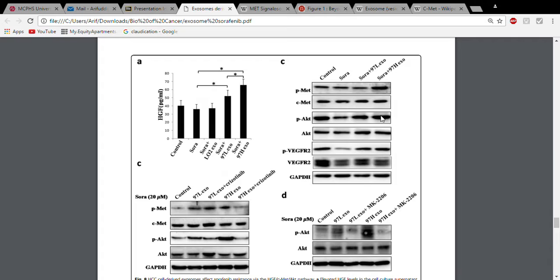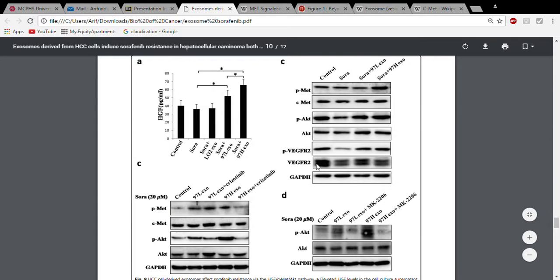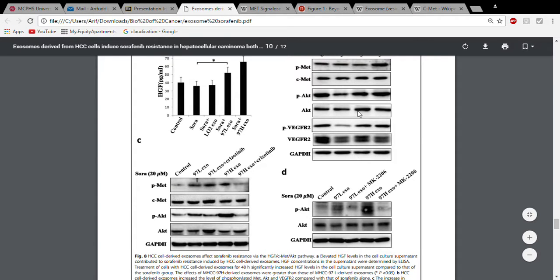So that implies that these exosomes are helping activate the AKT pathway, and that's how they're inhibiting sorafenib. This doesn't actually prove that, but that's basically how they're inhibiting it. They're activating that growth pathway, and that inhibits the apoptotic actions of sorafenib. That's why over here in sorafenib, there's less phosphorylated AKT, meaning activated AKT. But over here, with the exosomes, there's way more. And also, regular AKT stays the same, and regular, non-phosphorylated MET stays the same.